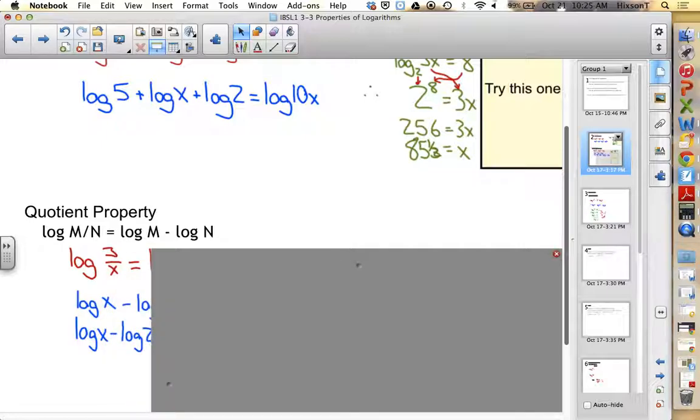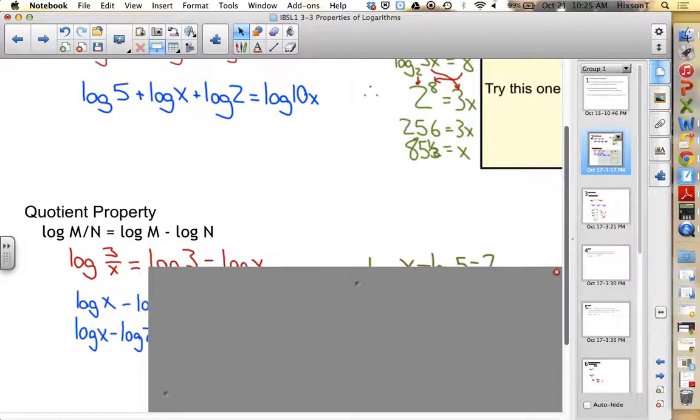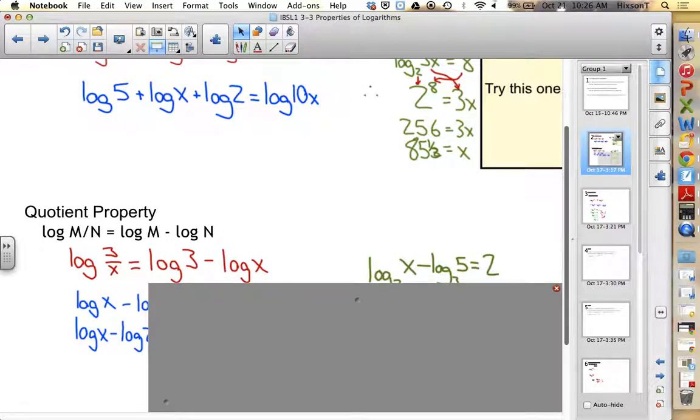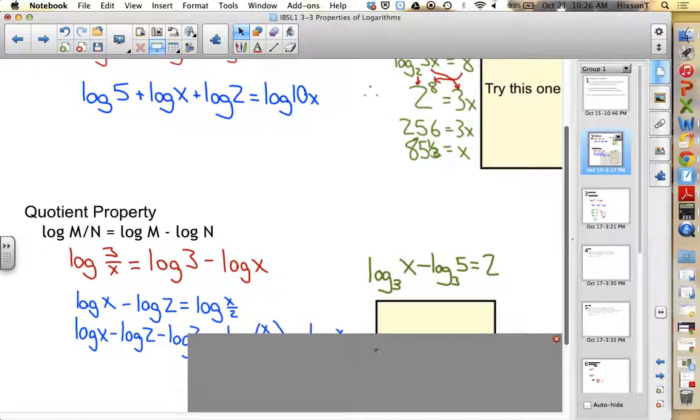So a couple of examples here. The log of 3 over x is going to be the log of 3 minus the log of x. Okay. The log of x minus the log of 2, we could rewrite as the log of x over 2. Very good, x over 2. So here we have one that we expanded into 2 logs. Here's one that we condense into 1 log.